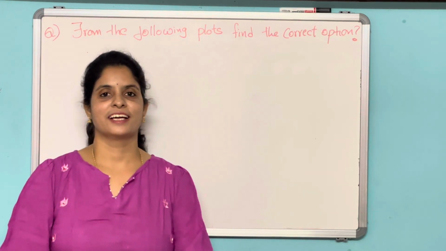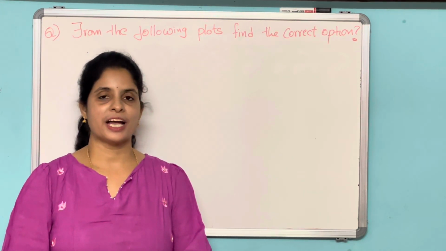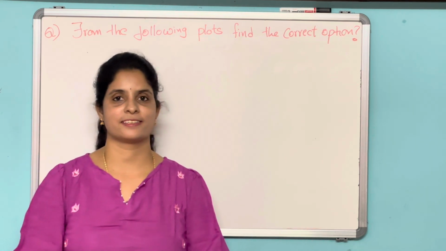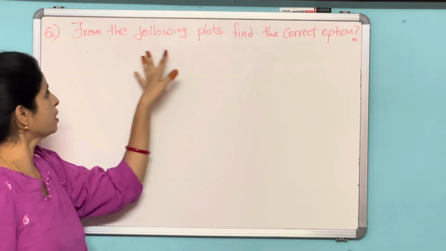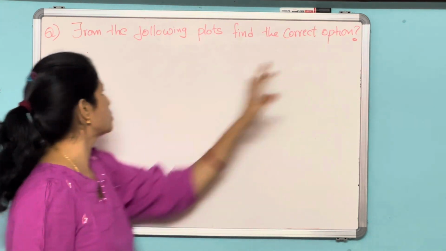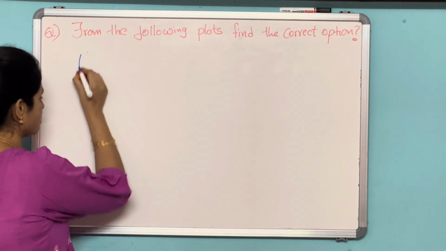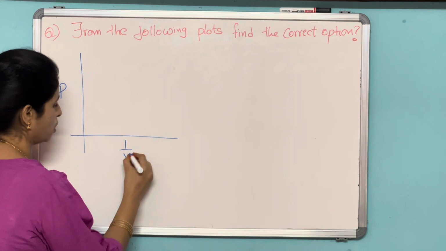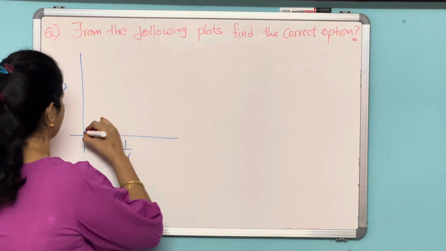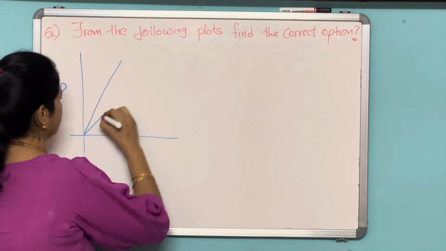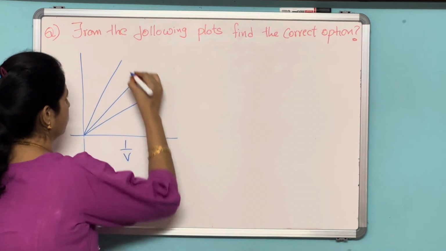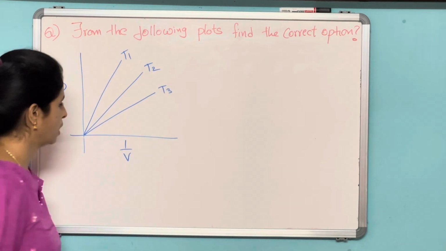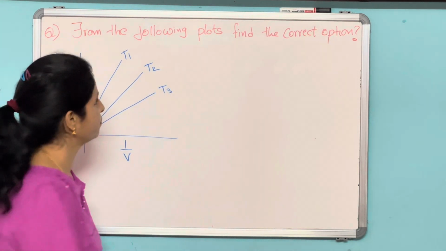Hi students, today in this video we are going to discuss how to solve the graph related problems from the gaseous state. From the following plots, find the correct option. The plot is pressure versus volume, and it is straight lines, T1, T2 and T3.